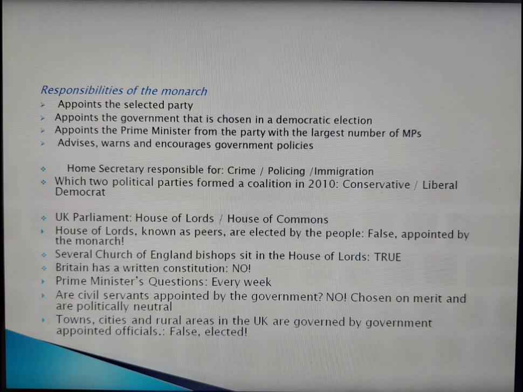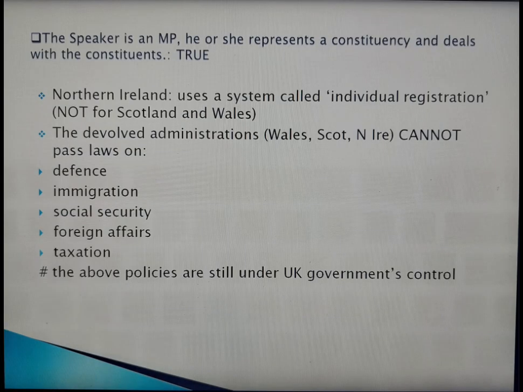And towns, cities and rural areas in the government is elected, not governed by government appointed officials. The speaker is an MP. He or she represents a constituency and deals with the constituents. It's true. Northern Ireland uses a system called individual registration, not Scotland and Wales. And Wales, Scotland and Northern Ireland can't pass laws on defense, immigration, social security, foreign affairs and taxation. And above these policies are still under UK government's control.